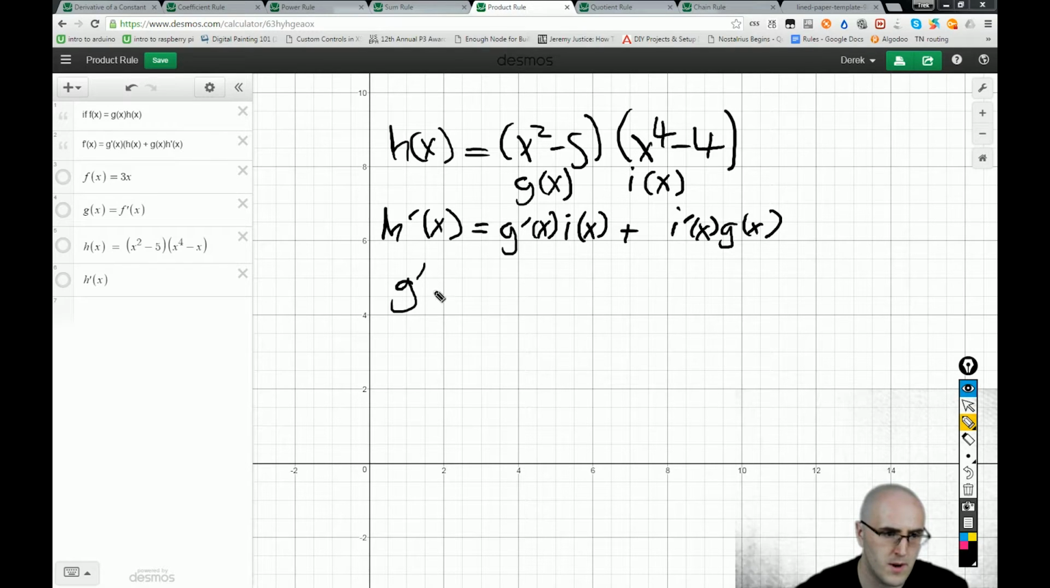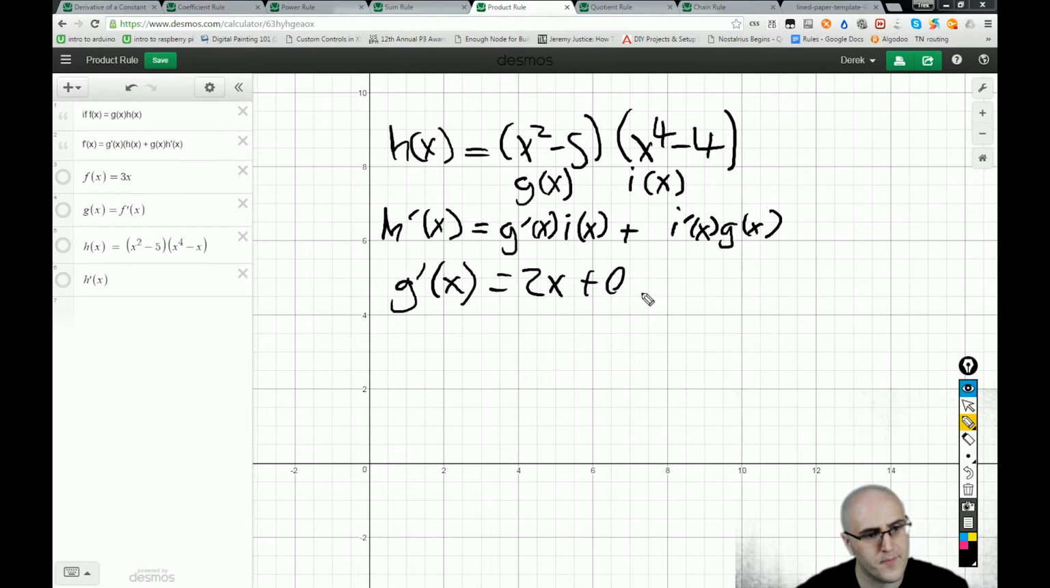We'll say g prime of x is equal to, this one's g. Okay, so we know how to do this one. It's the sum rule in addition to the power rule. So we have 2x, and the derivative of this is 0, plus 0. And our I prime of x is power rule, so we bring down the 4, and then we subtract 1, and the derivative of 4 is 0.